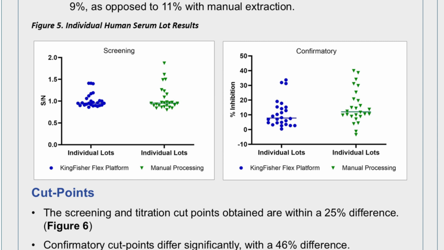To elaborate, the standard deviation across signals was within 9% for the KingFisher platform compared to 18% for the manual extraction. And this is for the screening tier. Similarly, for the confirmatory tier, a 9% inhibition on the KingFisher platform was observed as opposed to 11% with the manual extraction. Moving on to the cut points.